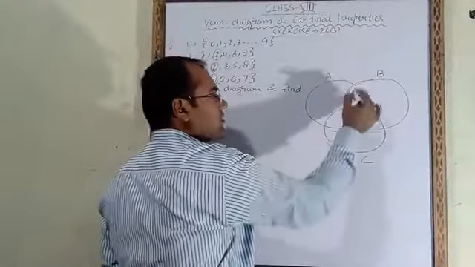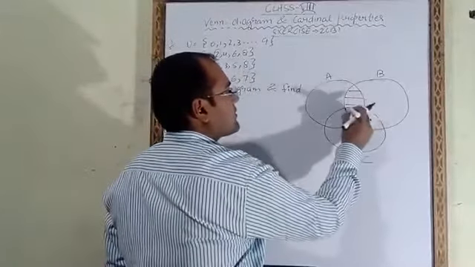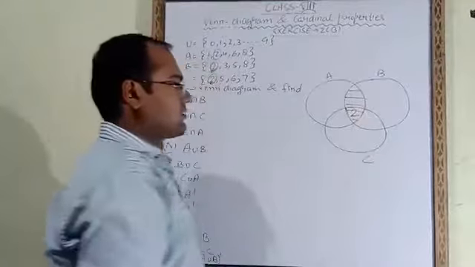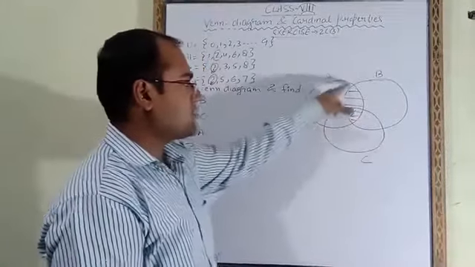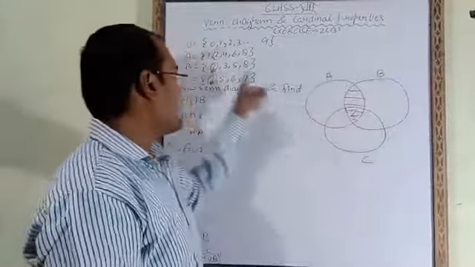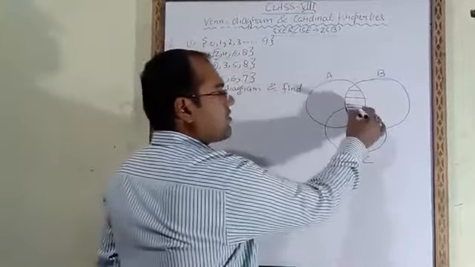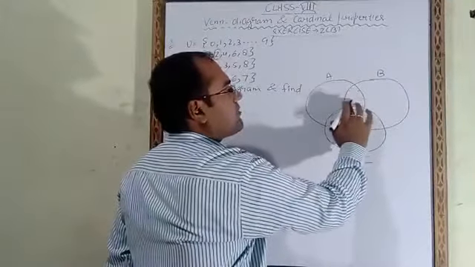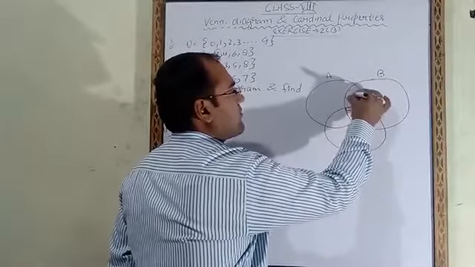So this much shaded part is coming in A circle also and in B circle also. So in this part we have to fill these two elements which are common in A and B, 2 and 8. So 2 we had already filled. Now here in the remaining part we have to fill 8.